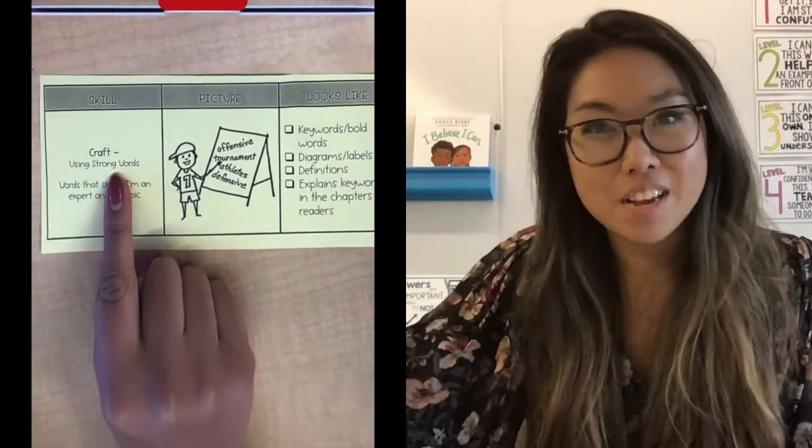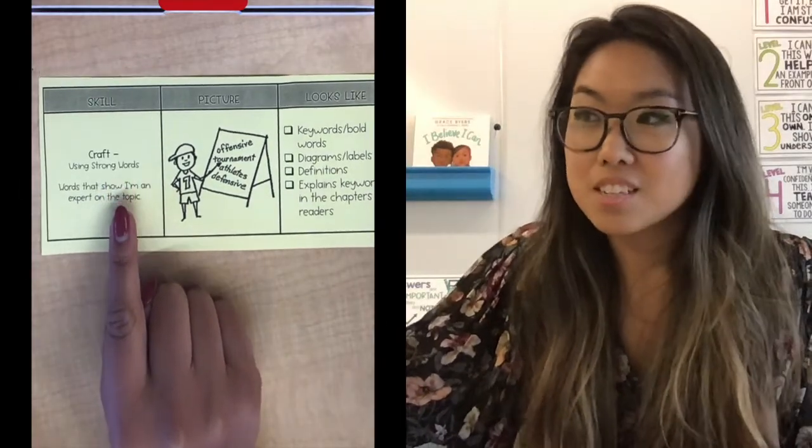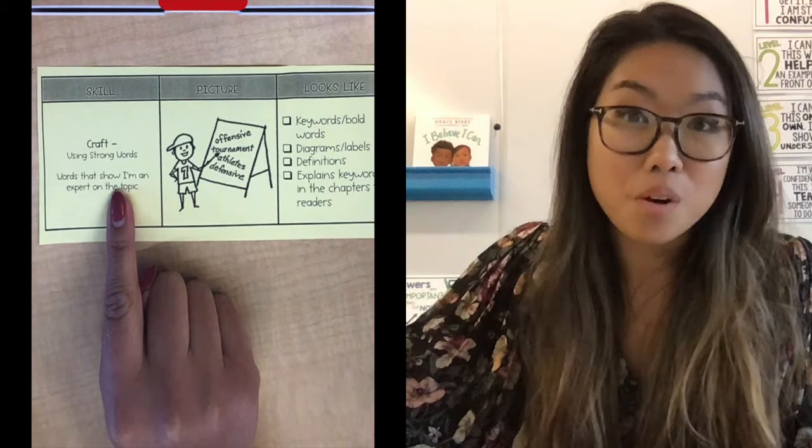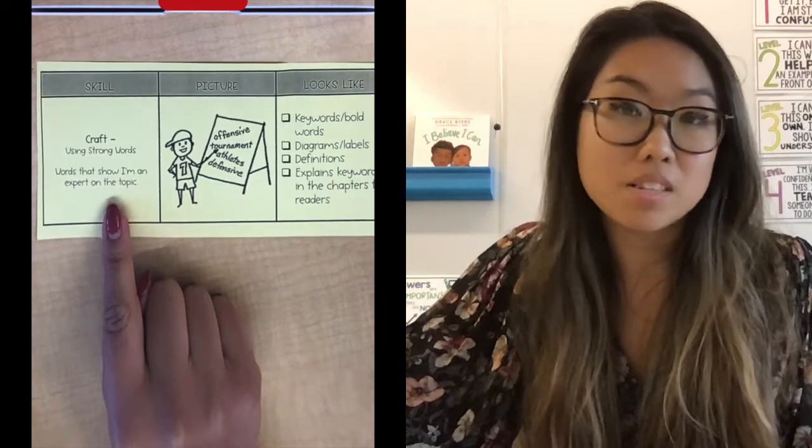Sometimes you can use those expert words and show you understand what the words mean in a glossary by writing the word with a definition. Other times you can add it in your book, in the sentences, and today we're going to think about, can I make sure I'm adding those kinds of words into my writing? So let's check out our new checklist. Today we're going to talk about craft, which means using strong words. So if I'm going to be using strong words, those are words that show I'm an expert on the topic.